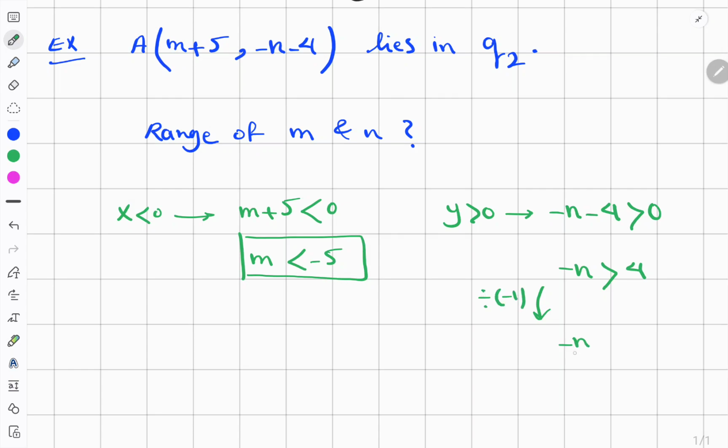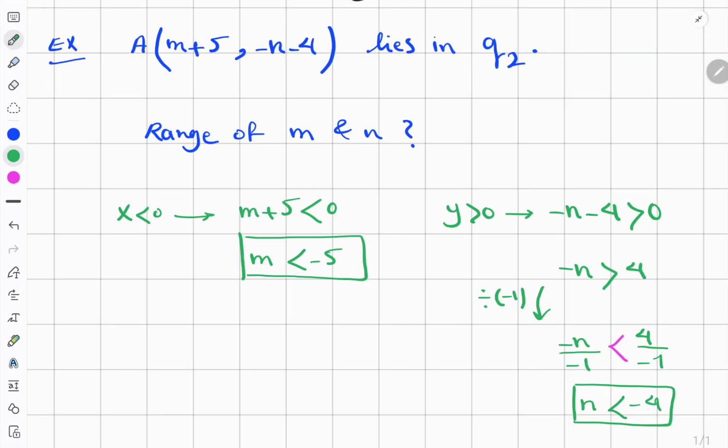So negative n over negative 1, 4 over negative 1. And as you may know, when you divide both sides of any inequality by a negative number, you should change the sign. So the sign would be here. And the final answer is n less than negative 4. And this is the range of n.